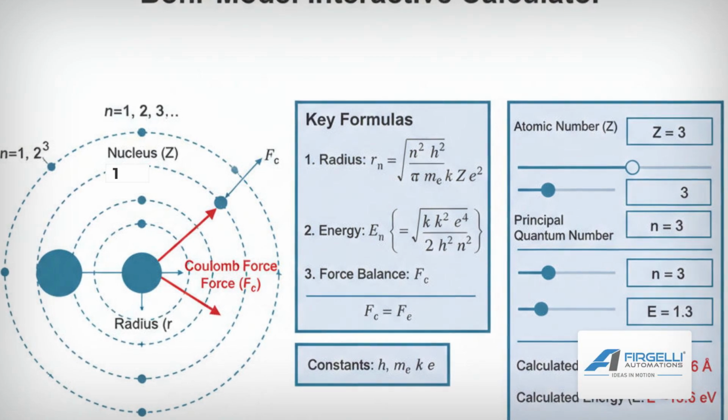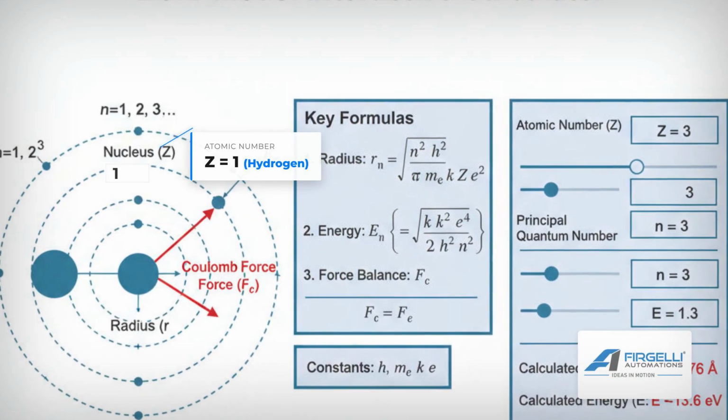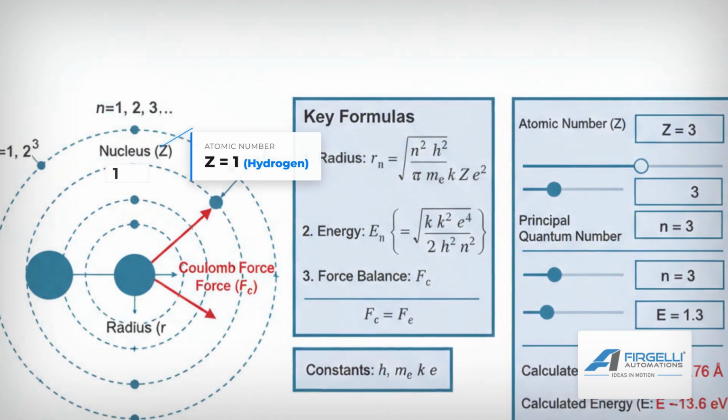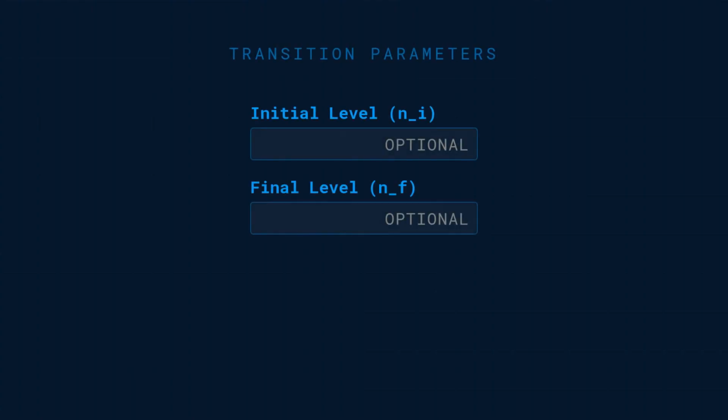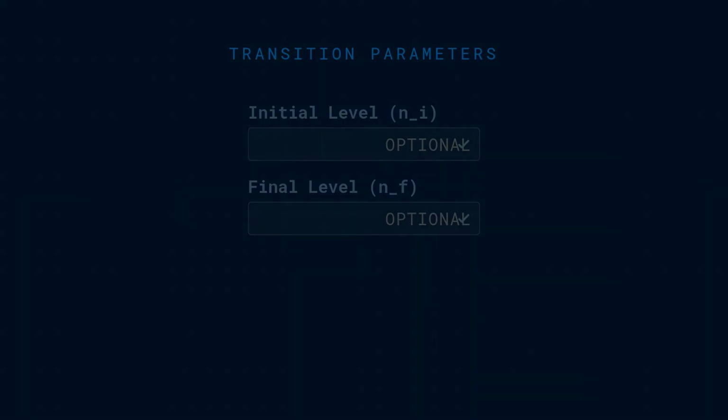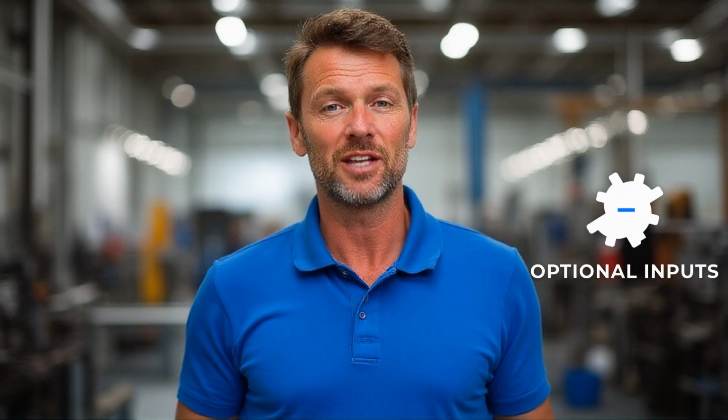Next, enter the atomic number Z, which represents the number of protons. I'm using 1 for hydrogen. Then, input the principal quantum number n, which defines the electron's energy level. I've entered 2. For transition calculations, you'd also use initial level Ni and final level Nf, but these aren't needed for our energy level calculation.